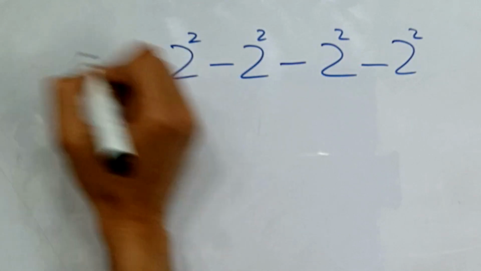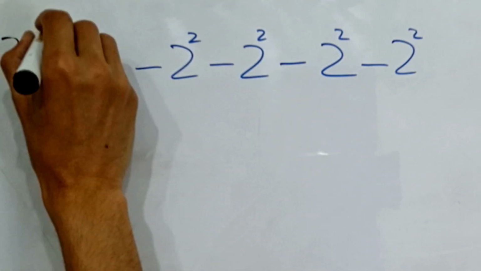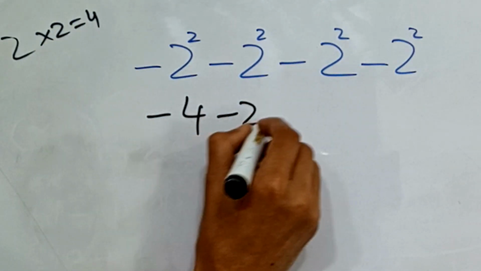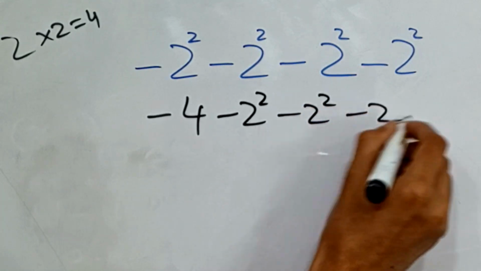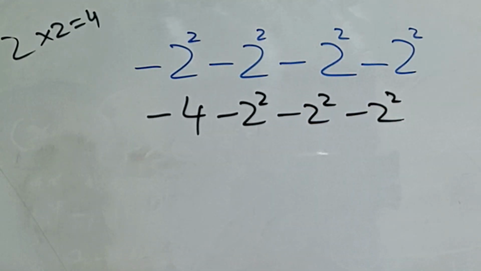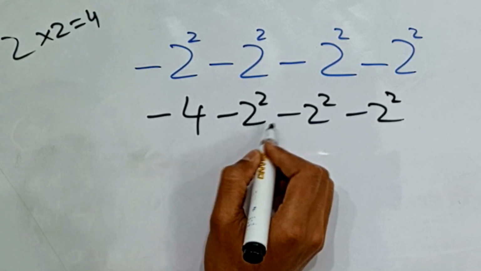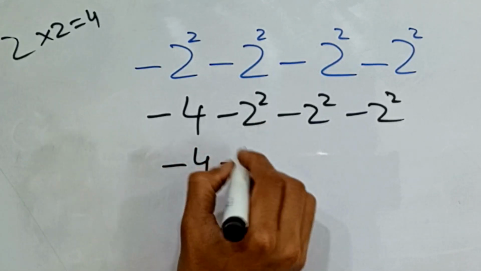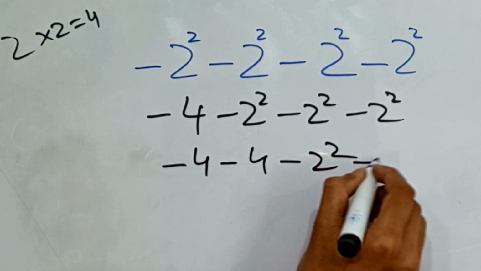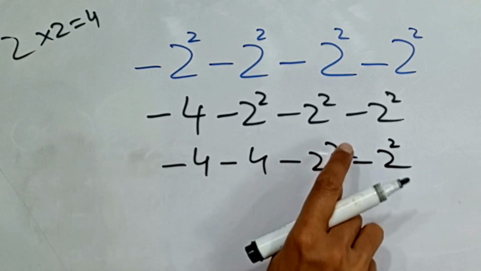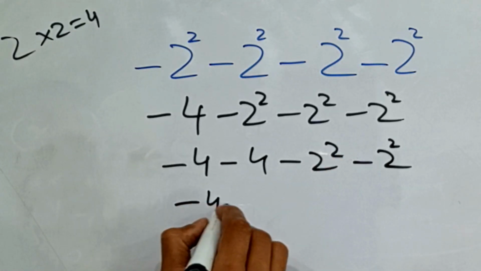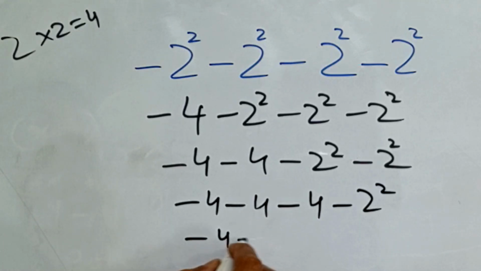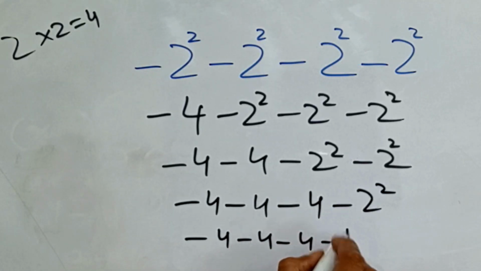Minus 2 squared, right? So, 2 squared means 2 times 2 equals 4, right? So, minus 4, minus 2 squared, minus 2 squared, minus 2 squared. Now, minus 4 and minus 2 squared, minus 4 minus 2 squared means 4, and minus 2 squared minus 2 squared. Now, minus 4 minus 4 minus 2 squared means 4 minus 2 squared. Now, minus 4 minus 4 minus 4 minus 2 squared means 4.